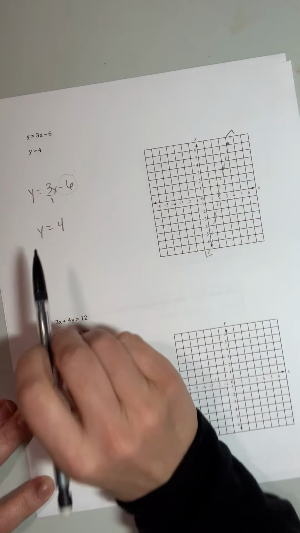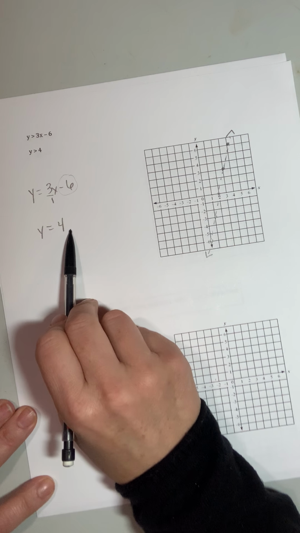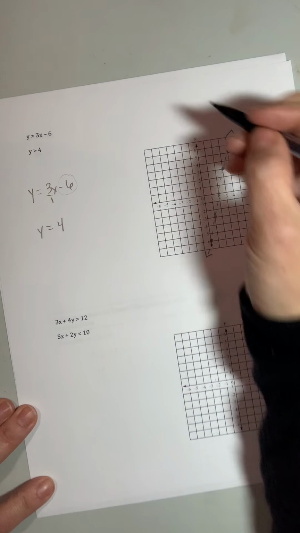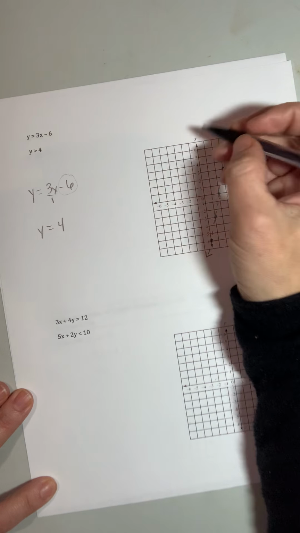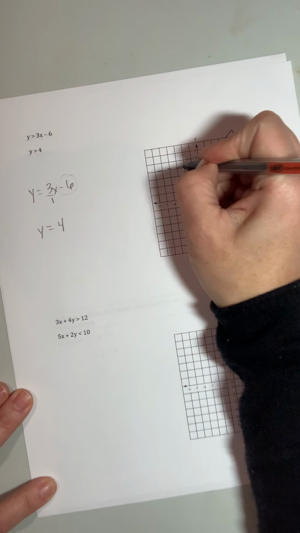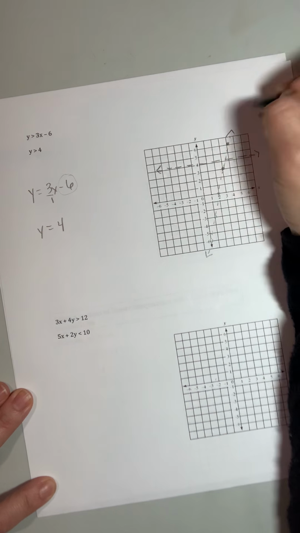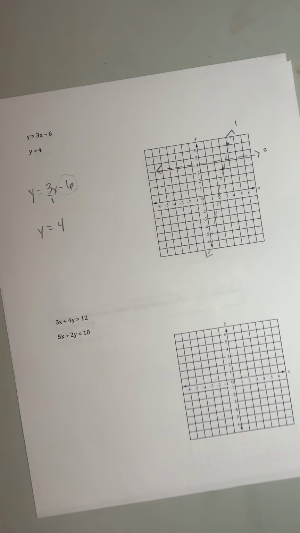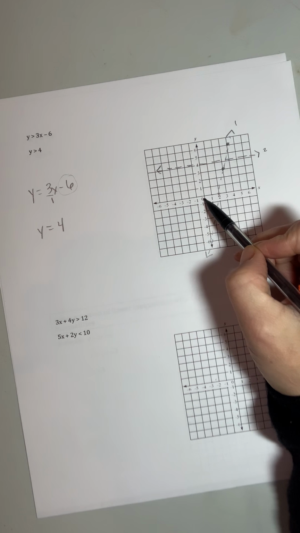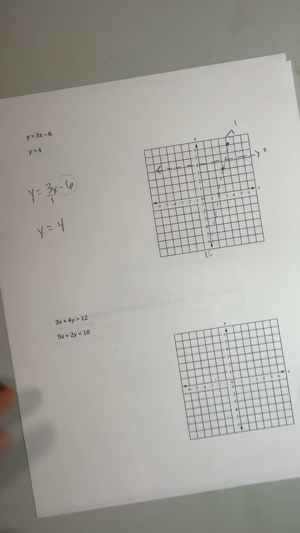Okay, and then y equals 4 means it just crosses the y-axis in a straight line, but it's a dotted line. Okay, this was the first one, this was the second one. Okay, test point, I'm going to use 0, 0 again because it doesn't touch either line.